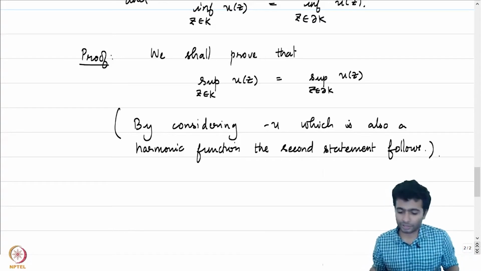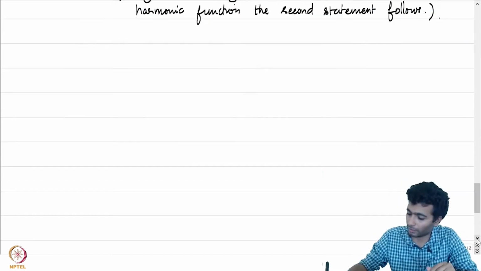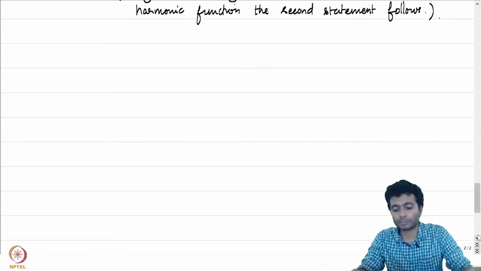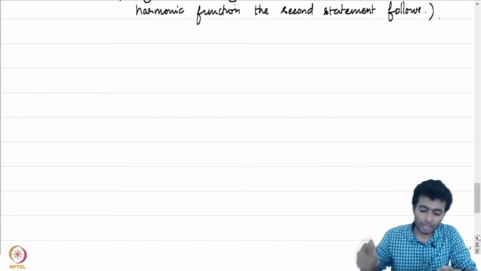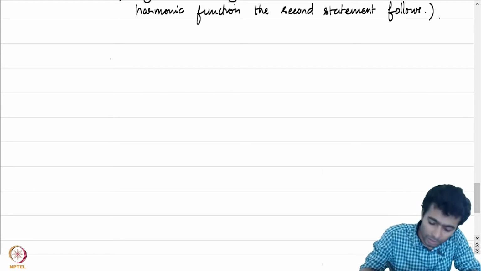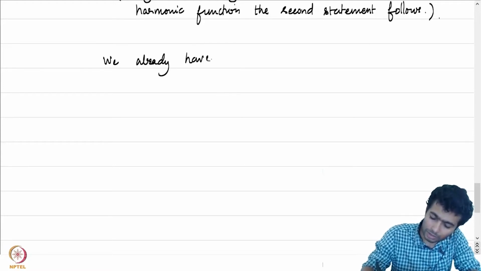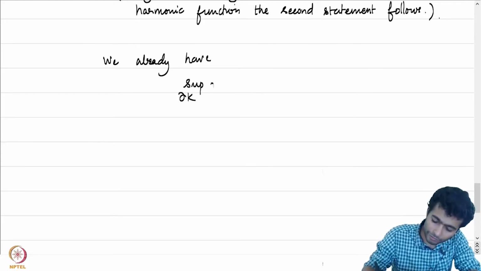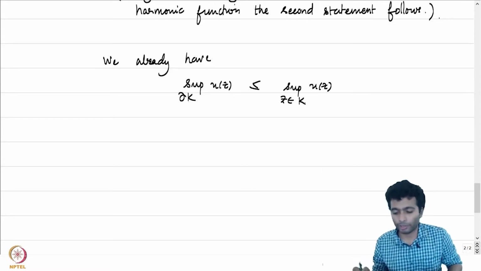Okay, so let's focus on the first statement, which is namely that the supremum is attained on the boundary of the compact set. Since K is a compact subset of the complex plane, which is a Hausdorff space, K is a closed set, and therefore the boundary of K is a subset of K. And if you look at the supremum over a smaller set, it has to be less than or equal to the supremum over the bigger set. So we already have the supremum over the boundary of K of u of z is less than or equal to the supremum of u of z over K, because K is a bigger set than the boundary of K.